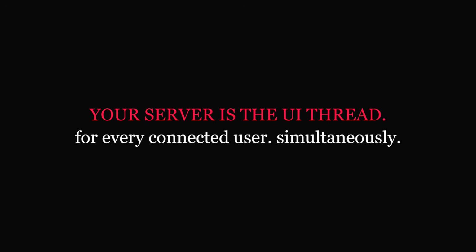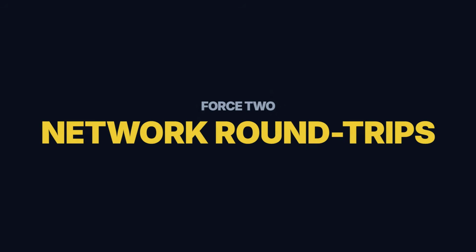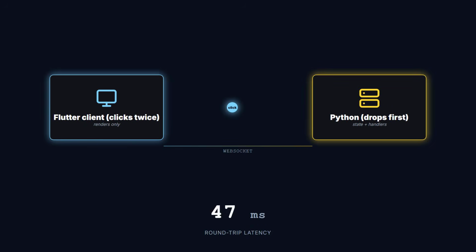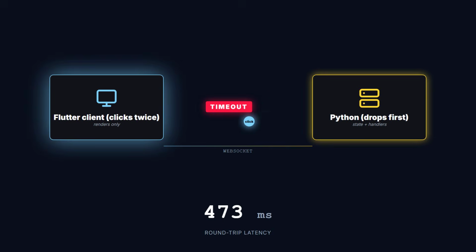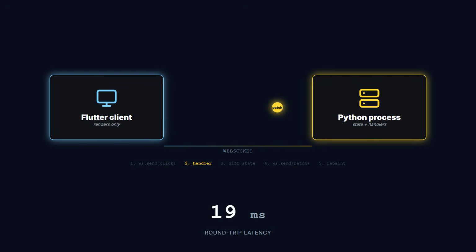The server isn't just an API anymore. It's the UI thread for every connected user simultaneously. Force 2, network round trips. The user clicks submit, nothing happens. They click again. Now you have 2 form submissions and a confused user. Trace that backward and the architecture explains itself.